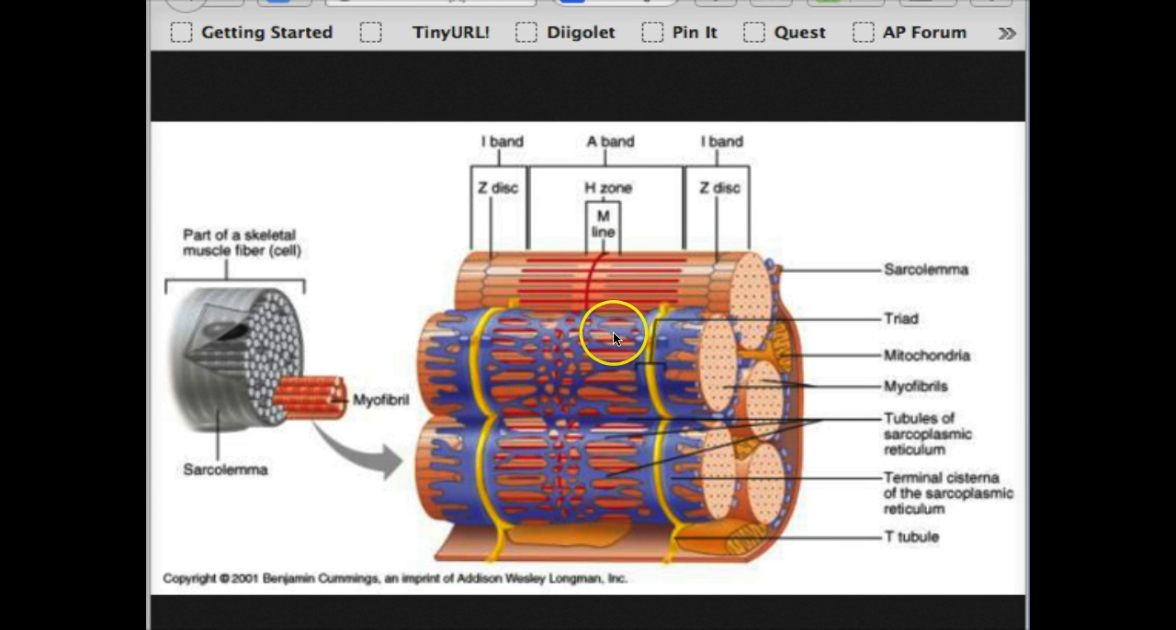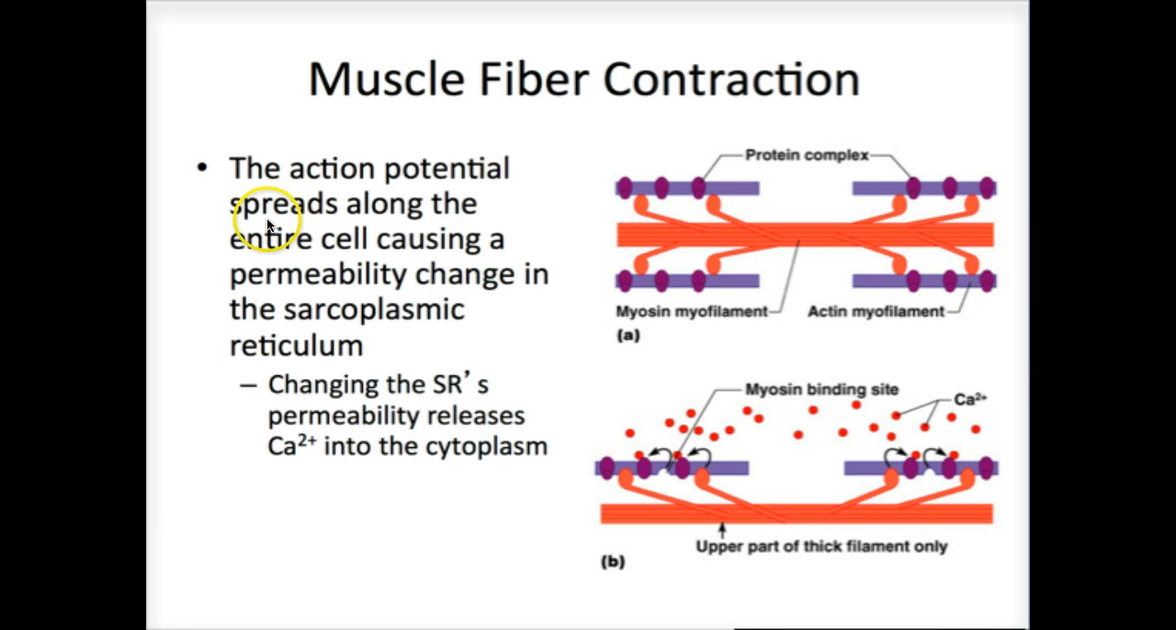So look back at your diagram where you see how the sarcoplasmic reticulum surrounds all of our myofibrils, and we have these T-tubules. What you have to remember is because of the T-tubules, the sarcoplasmic reticulum, the SR, is literally one with the sarcolemma. It's physically attached. So because it's physically attached, when we see the action potential spreading along the cell membrane, the sarcolemma, it causes changes to the sarcoplasmic reticulum.